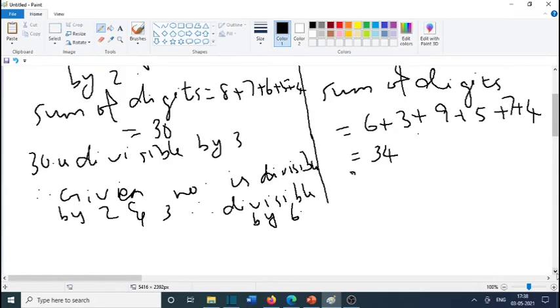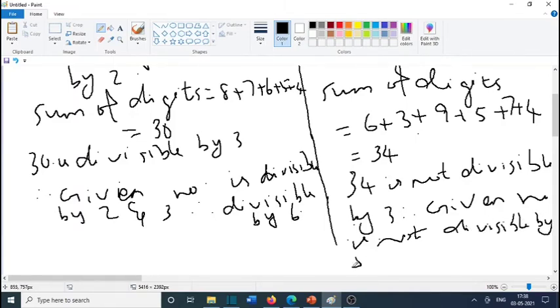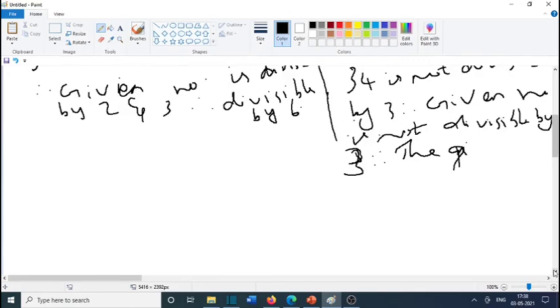34 is not divisible by 3. Therefore, the given number is not divisible by 3. Therefore, the given number is not divisible by 6.